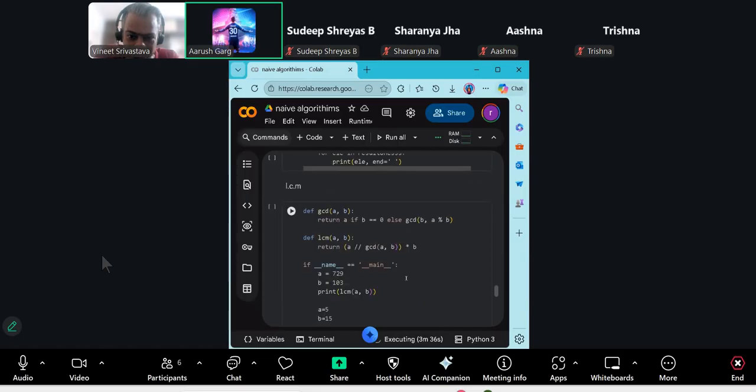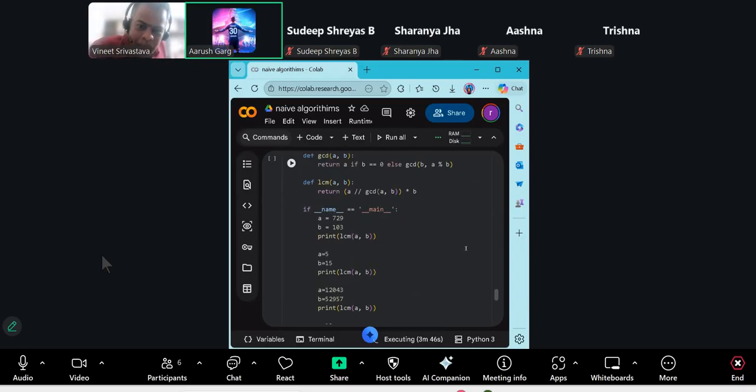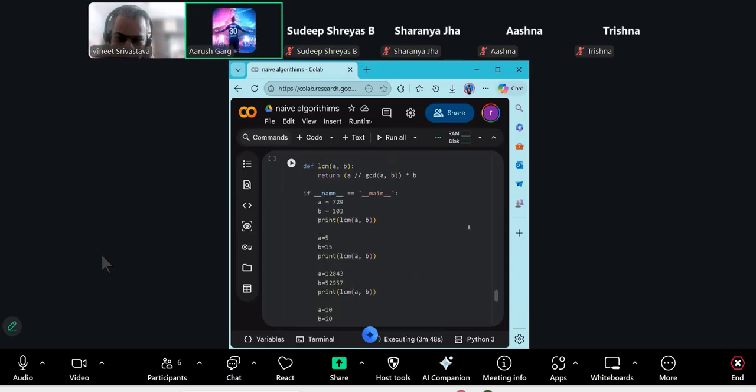Now finding the LCM, which is like my favorite thing to calculate in maths. This was also another bonus idea. It calculates the LCM by first finding the greatest common divisor, which is the GCD, then divides the product of the two numbers by that GCD.